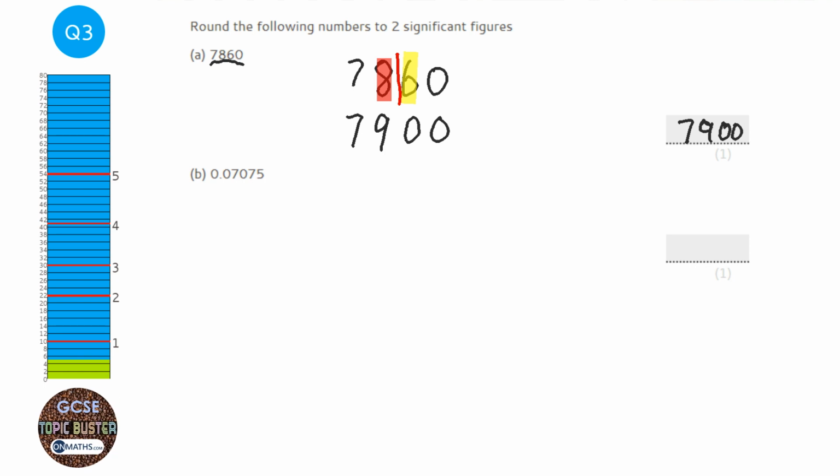Okay, the next one. Now this is another rule of significant figures. I'm just going to write the number down. You don't start counting until you get to a number that's not a 0. So we're going to start counting here.